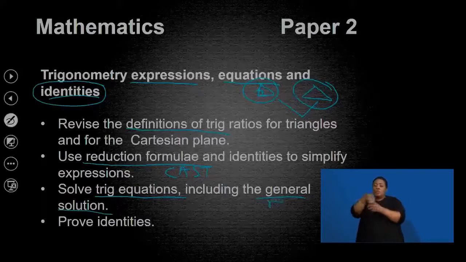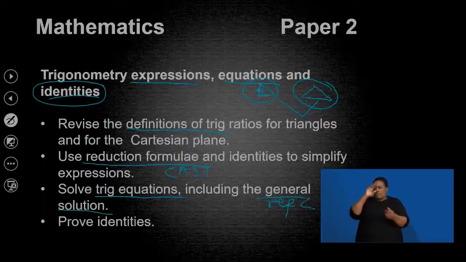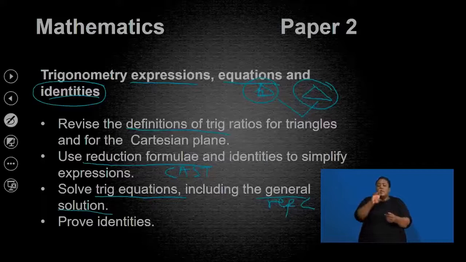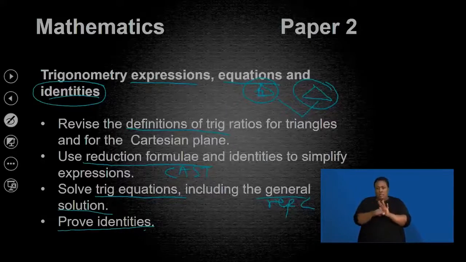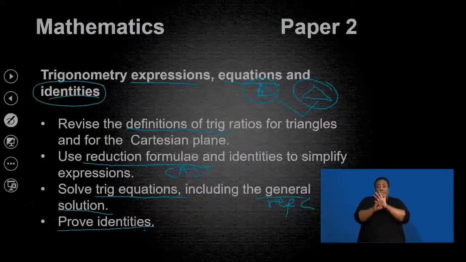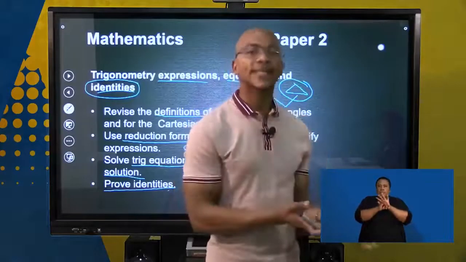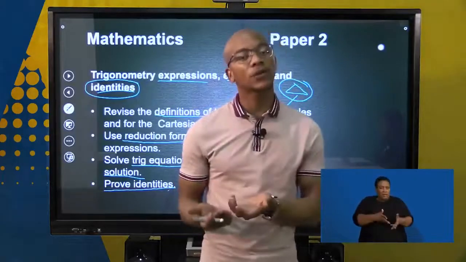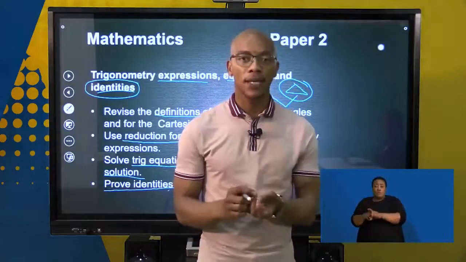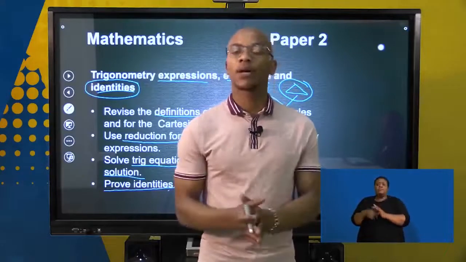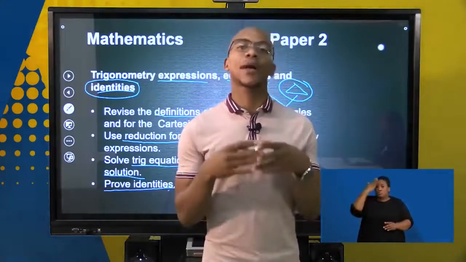Remember I said reference angle is our most important thing under general solutions. And then with identities, I just explained that when you talk about identities, it's not only your grade 11 identities. Even your grade 12 identities come in handy. What am I talking about? You need to know how to manipulate.